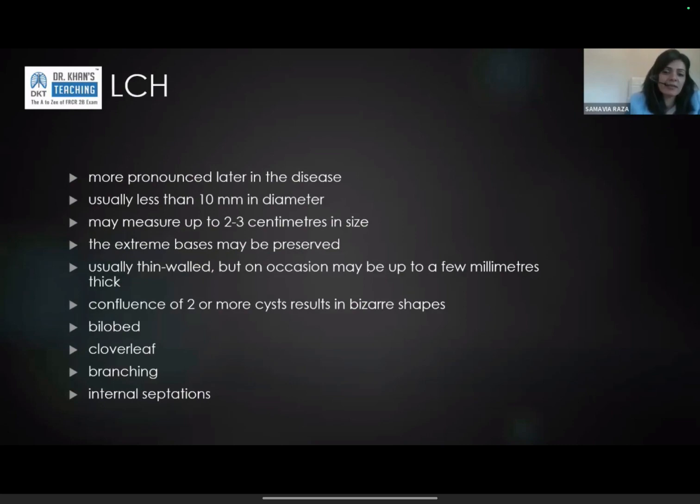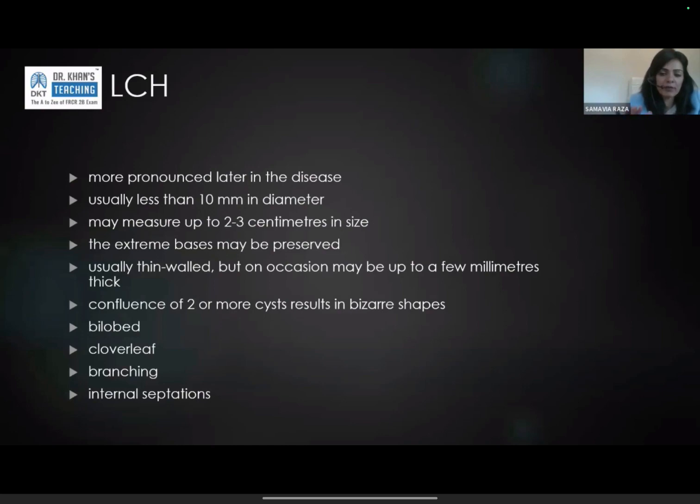The cysts that these smokers develop are inflammatory cysts. Because of that, they are ill-defined, almost starry, spiculated-looking small cysts bilaterally. And over time, these nodules cavitate and turn into cysts.